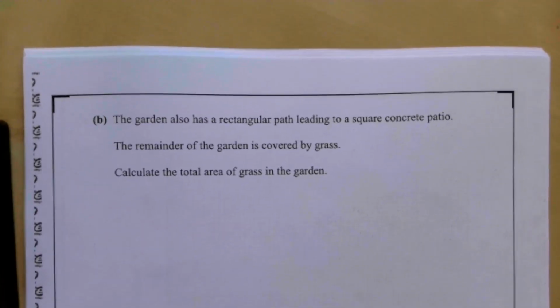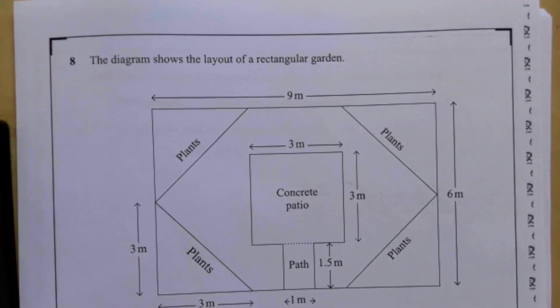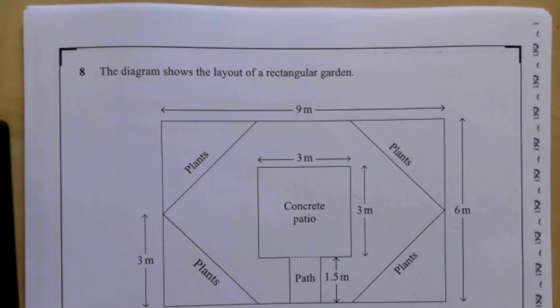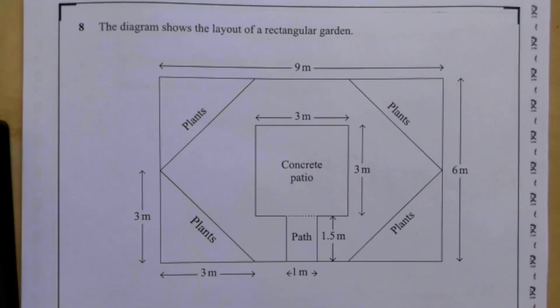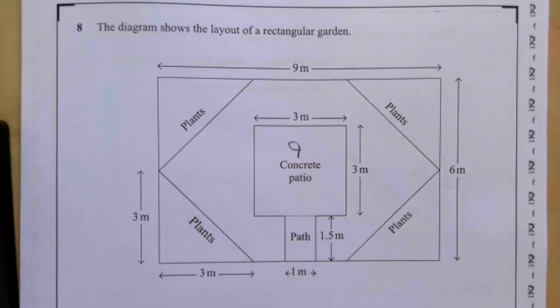The garden also has a rectangular path leading to a square concrete patio. The remainder of the garden is covered in grass. Calculate the total area of grass in the garden. So I'm going to draw on this and work out some areas. The area of this is 3 times 3, which is going to be 9.